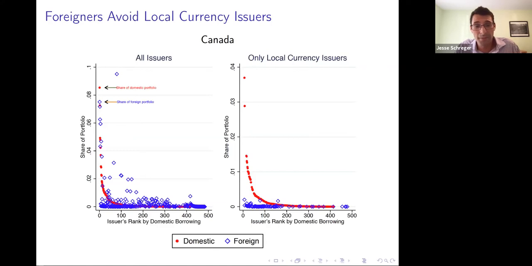Please do interrupt if something isn't clear. On the x-axis, we sort firms according to the size of their borrowing. So again, on the left, closer to 0, those are the bigger firms. We've sorted them according to their size in the domestic portfolio. On the y-axis, it's how much of the domestic portfolio in red, or the foreign portfolio, any given firm accounts for.